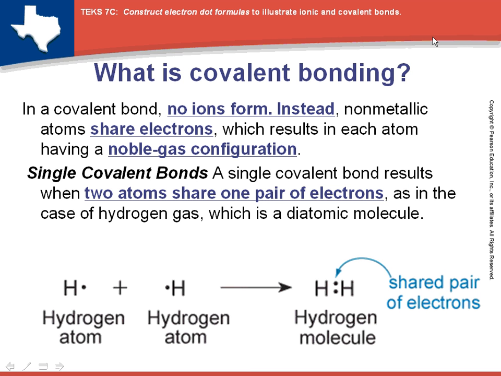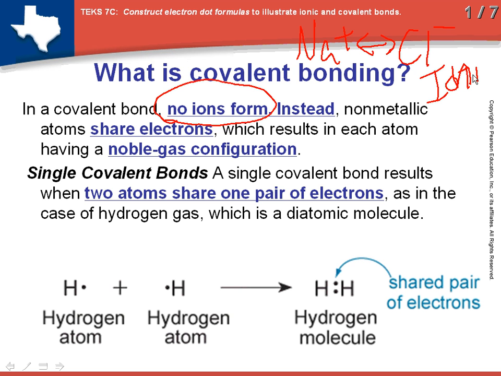So, covalent bonding. What's the difference between covalent and ionic? Big difference is this: ionic bonds need ions to form, but not covalent. You do not form ions in covalent bonding. In ionic, you'd have a metal with a positive charge attracted to a nonmetal with a negative charge. This is ionic. In covalent, what's holding them together is that they're sharing some electrons.